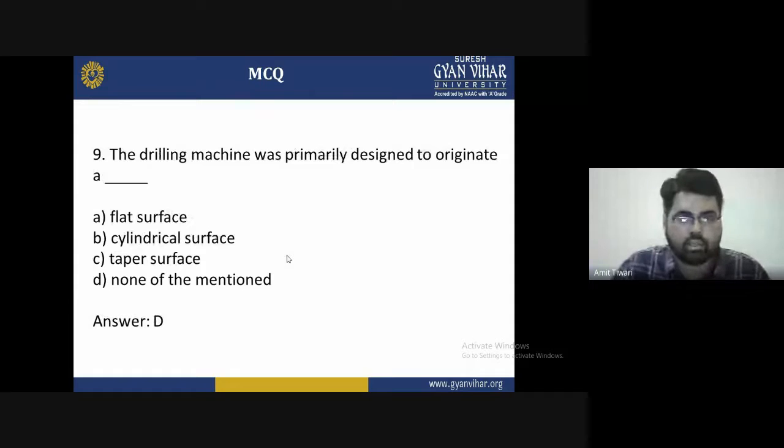drilling machining was primarily designed to originate a. Options are A, flat surface; B, cylindrical surface; C, tapered surface; D, none of the mentioned. So the correct answer for this is D. None of the mentioned is the correct answer.